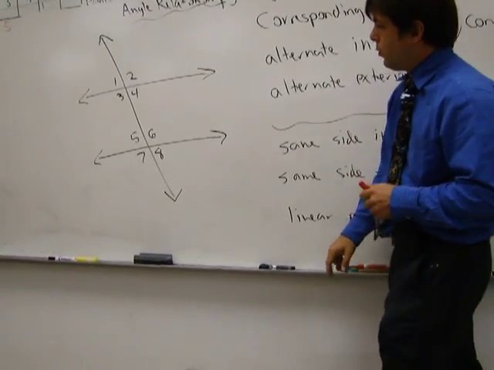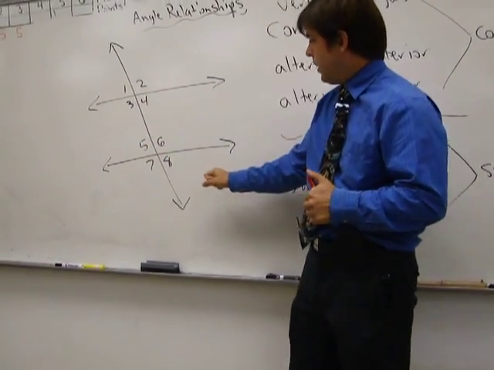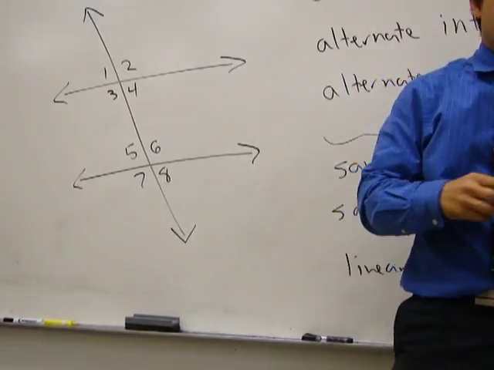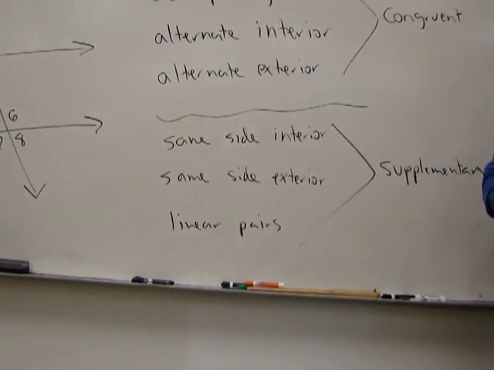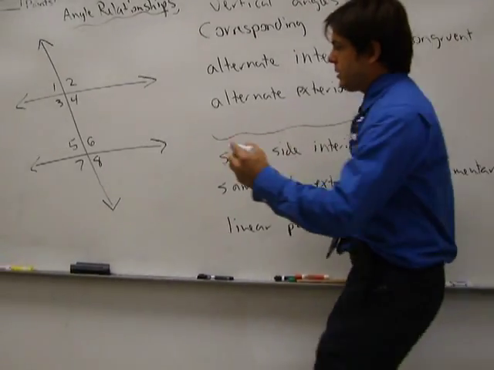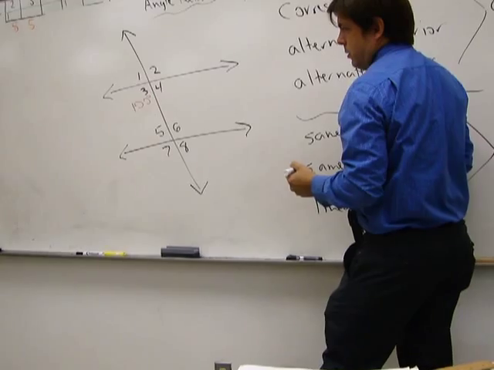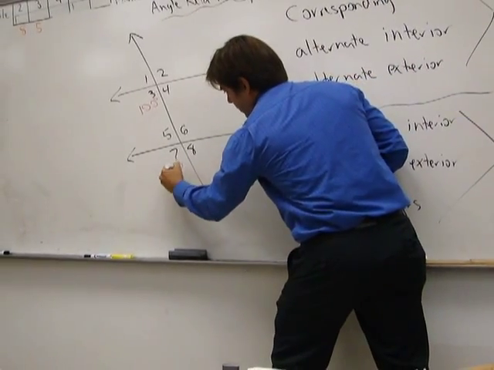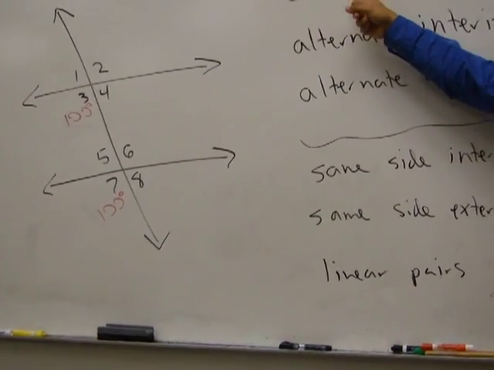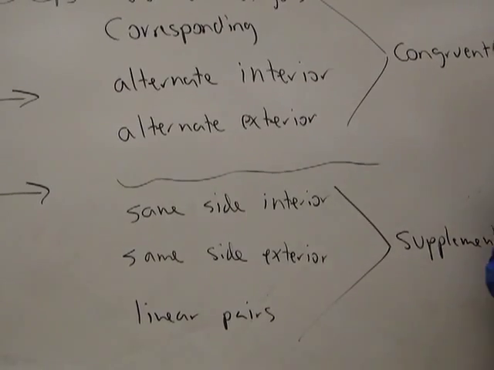Okay? So what angle would correspond to angle 3 here? 7. Good. What angle would correspond to angle 6? 2. Okay, do we all have that idea? So, if I was to say that angle 3 had a measure of 100 degrees, what would be the measure of angle 7? 100 degrees. And why would it be 100 degrees? Because corresponding angles are congruent. That would be the complete answer. Does that make sense? Okay.